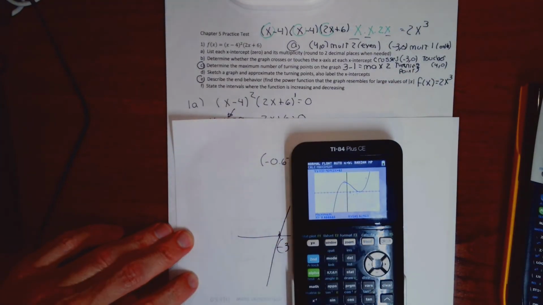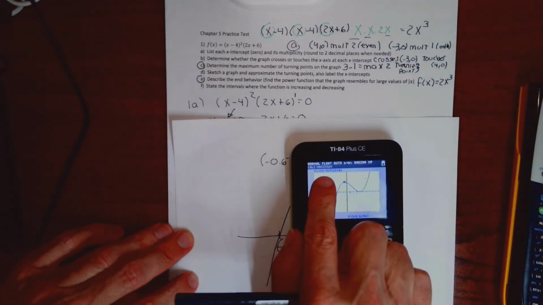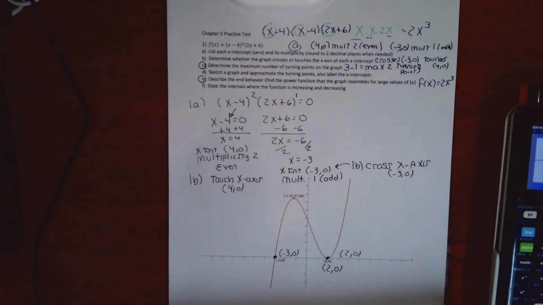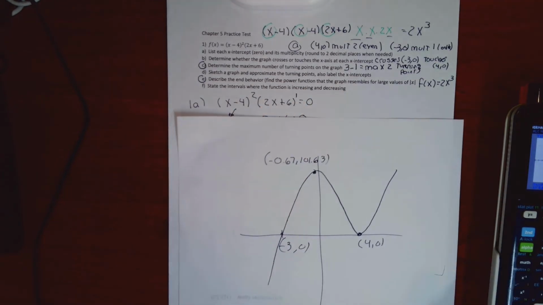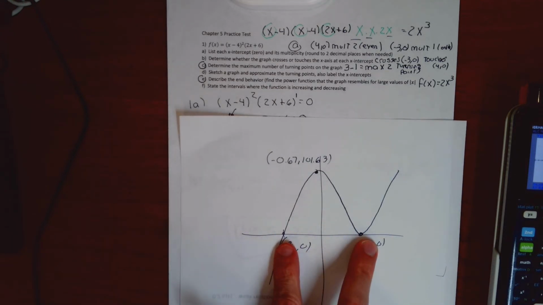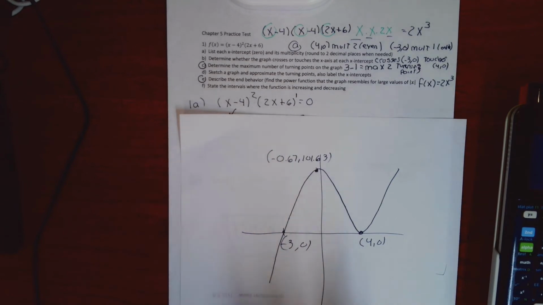That's a hopeful correction. That's (x minus 4) squared times (2x plus 6). This is the correct graph. This graph, wrong. I don't know what I entered wrong, but I apparently entered something wrong. This is what your graph should look like. On the test, your graph doesn't need to be any more precise than that. As long as it shows the x-intercepts properly and all the turning points, good enough.